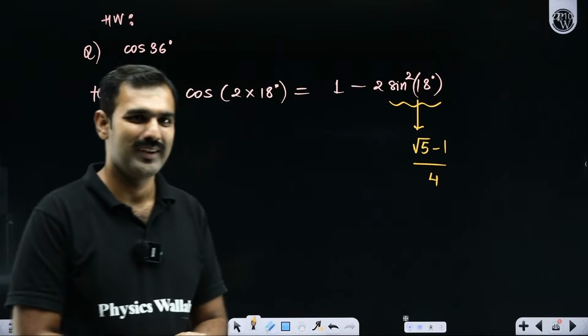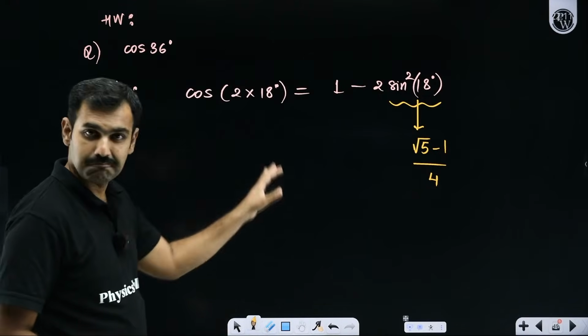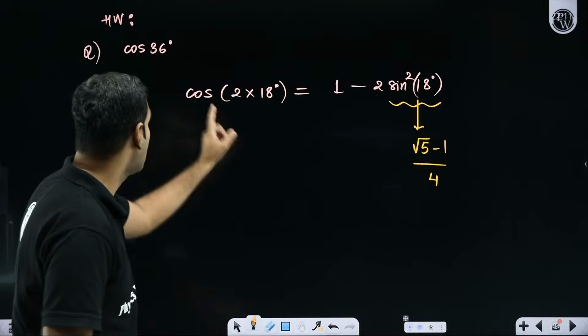Coming back to our discussion, if I now know, let's say, by figuring it out, by solving it, cos 36 degree.